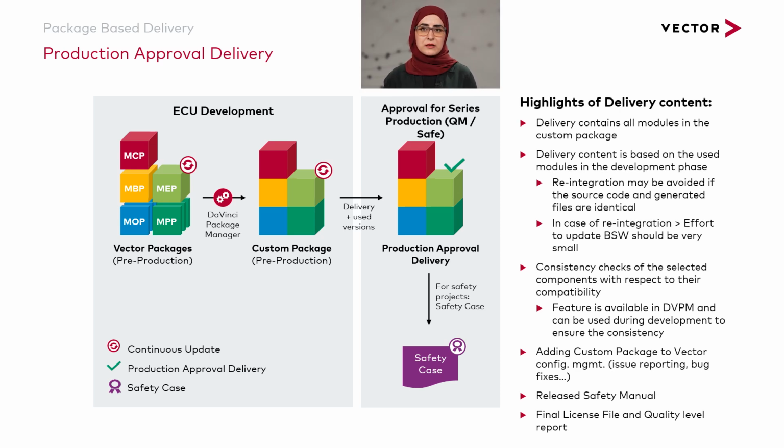The delivery content contains all the modules that you have created as part of your custom package, and they are with the versions that you have selected during your ECU development. The delivery module, of course, should be used for your serial production. You have the option to compare the source code and the generated files to see if they are identical, and if yes, you have the option to avoid reintegration. In case of any change, reintegration effort should be very minimal.